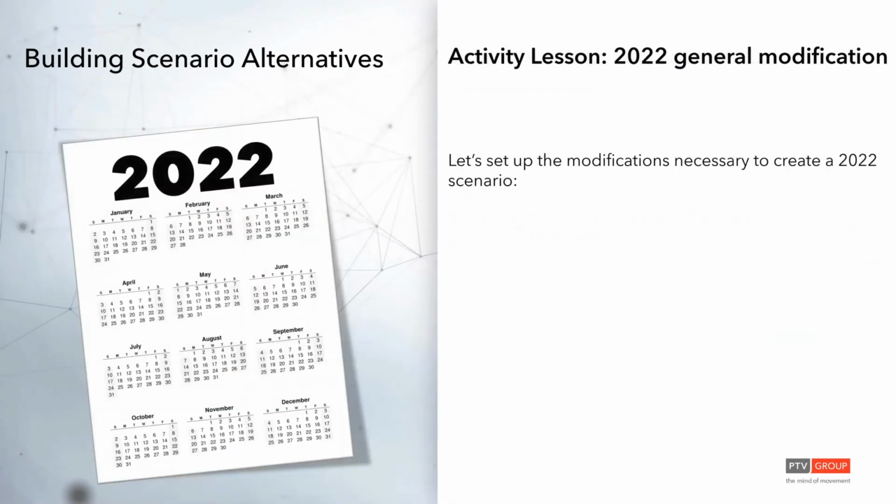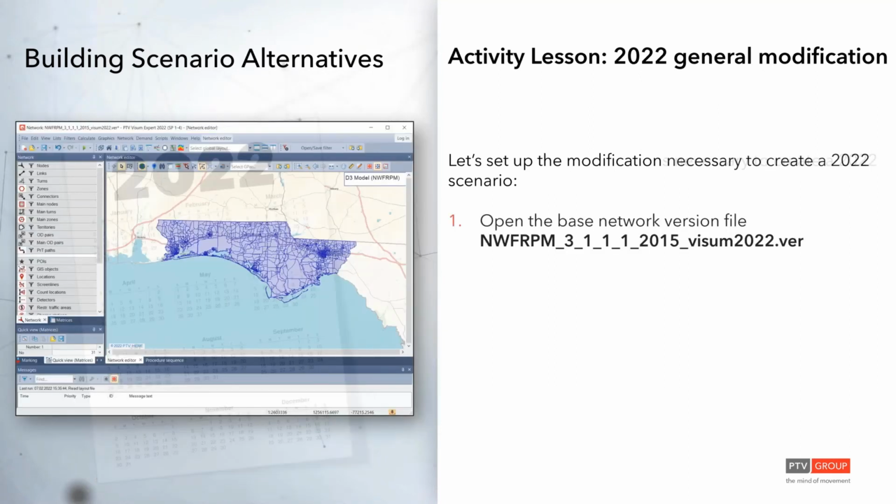Okay. So what we're going to do is start with the process of how you would take the base model and create a new scenario out of it. This is going to be pretty straightforward. Basically, it's like copying the base model and then making changes. The cleanest way to do this is to open the model itself and then save it as a new version file.